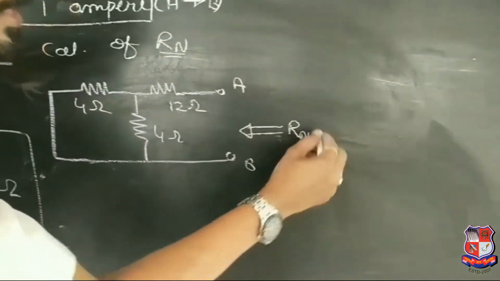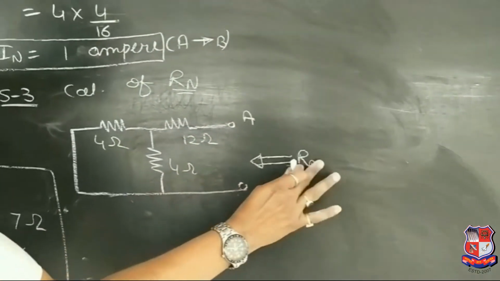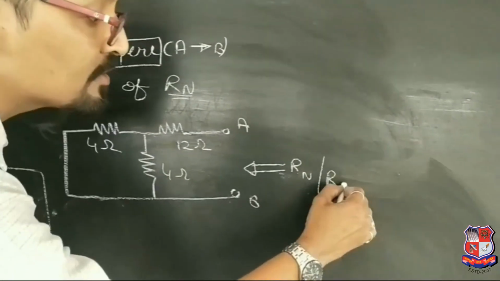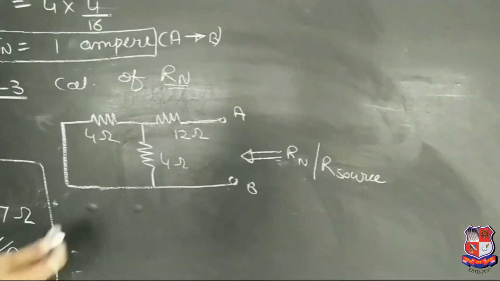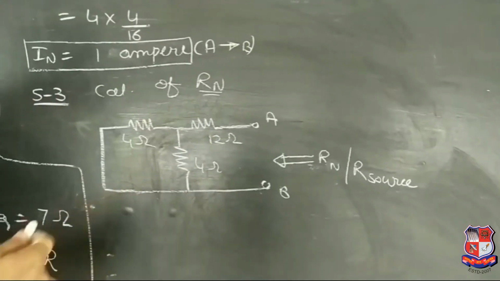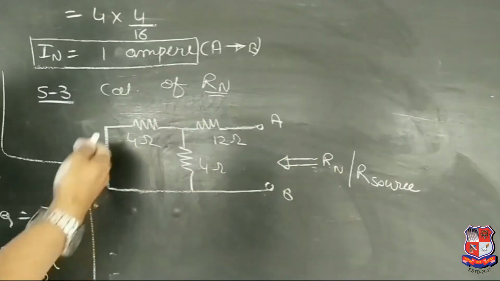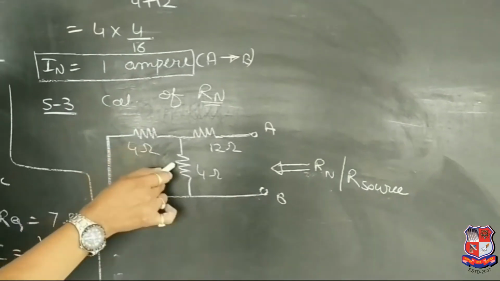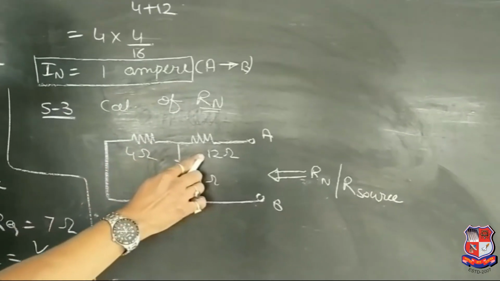Whatever resistance is seen from this terminal is our Norton resistance, or we can say it is the source resistance also. Same way, here we have to use series parallel combination or star delta transformation to find the Norton equivalent resistance. This one is a very simple circuit. Here these two resistors are in parallel and this combination is in series with 12.